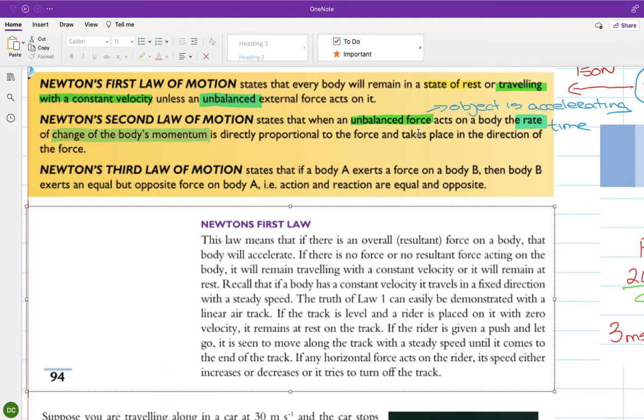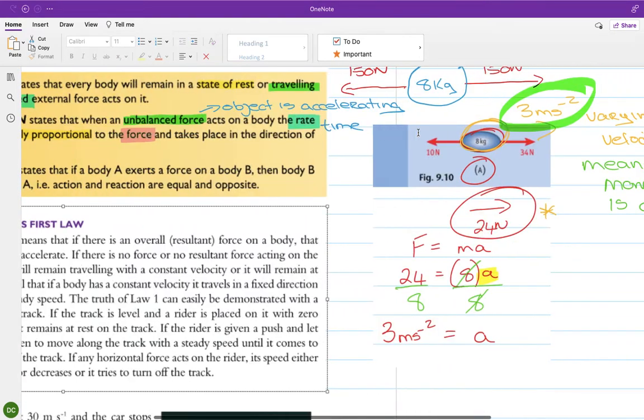Now, we came across directly proportional before, remember, with force and acceleration. So we were saying that if you double the force, you double the acceleration. If you triple the force, you triple the acceleration, and so on. So when an unbalanced force acts on a body, the rate of change in momentum is directly proportional to the force. Which I think hopefully makes sense.